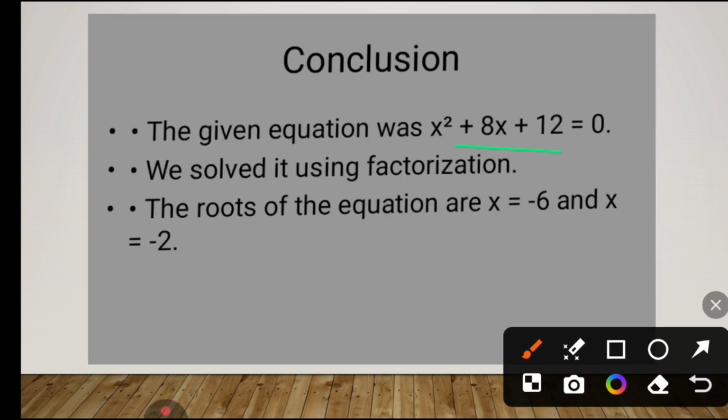Conclusion. The given equation x²+8x+12 = 0, we solve it by factorization method. The roots of the quadratic equation are x = -6 and x = -2.